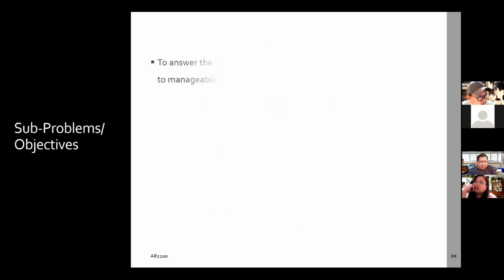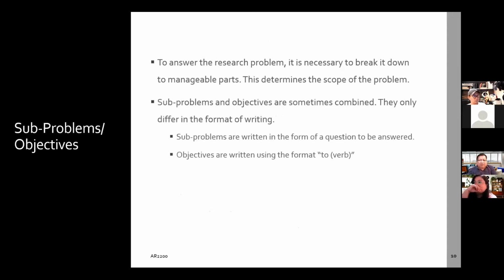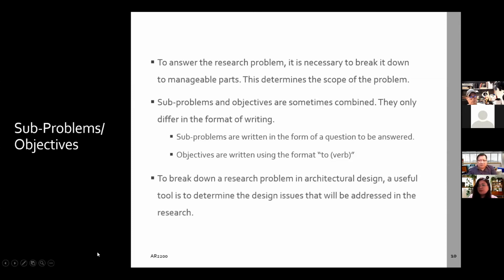Now, to answer the research problem, it is necessary to break it down into manageable parts. This determines the scope of the problem, and this is actually the meat of my presentation. The sub-problems and objectives are sometimes combined; they're intertwined. They only differ in the format of writing, because the sub-problems are written in the form of a question, but the objectives are written using verbs: to know, to study, or to determine.